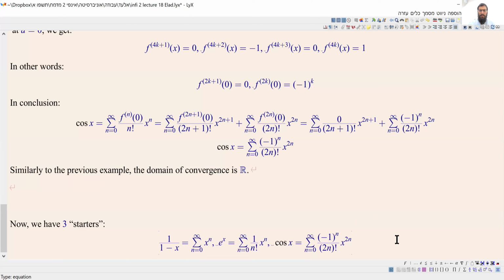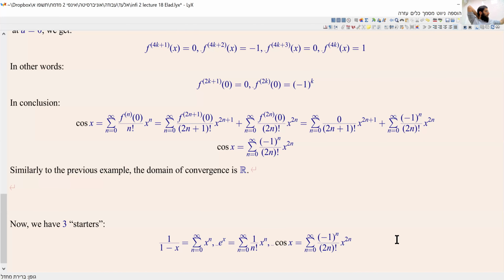Each one with its own domain of convergence. One holds between -1 and 1, the other two for every real number x. And we can use all three of them, or at least try to, in order to answer questions like the ones we already ask ourselves. Here is a function, not one of these three. Let's find a power series equal to this function. Let's calculate a sum. Let's find some derivative.